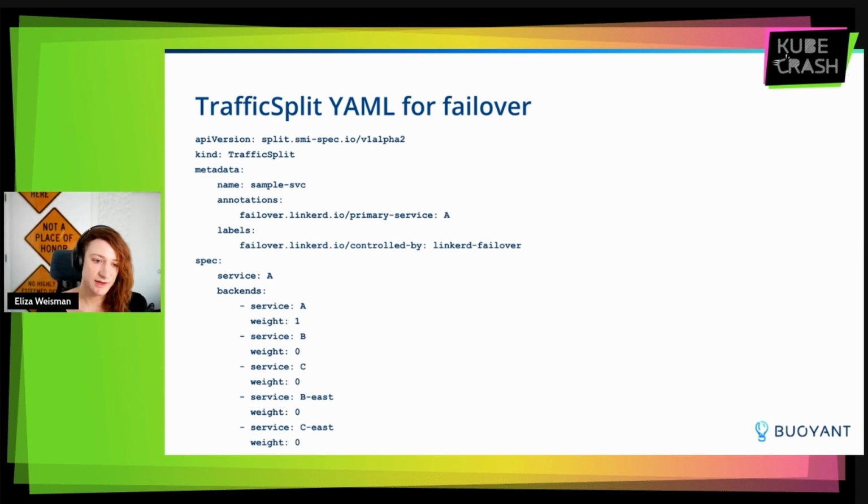And here's an example of the traffic split configuration. We have a little bit of metadata here, and we add this label that says this is a Linkerd failover traffic split, and it's not part of some other thing that might use traffic splits. Then we have an annotation that says which service is the primary. And then we have a spec that just lists the backends. As you can see in this traffic split, we have weighted the primary service with a weight of 1, and all of the other services with a weight of 0.